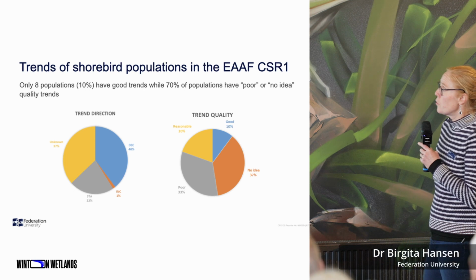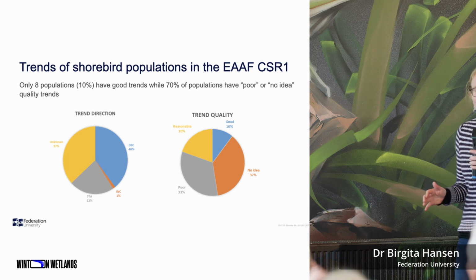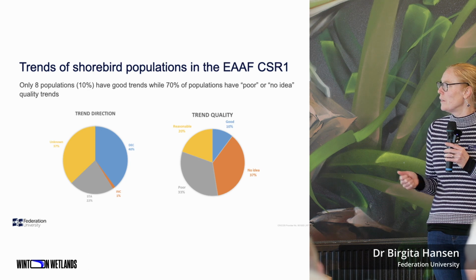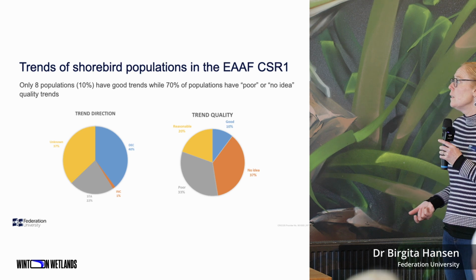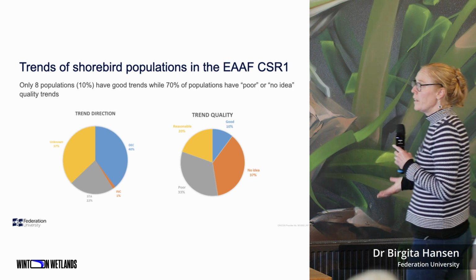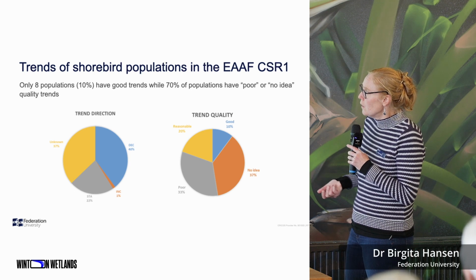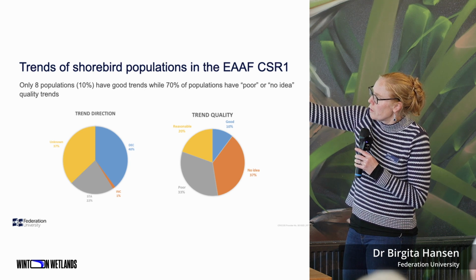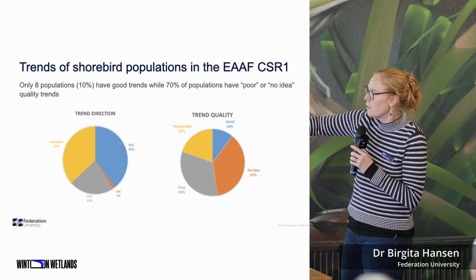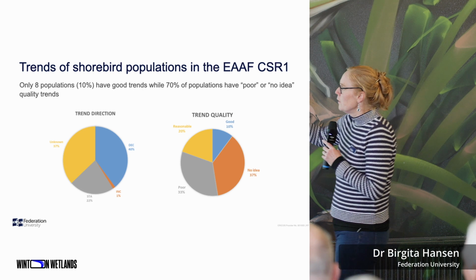So yeah, if we dig into the trends, only 8 populations, 10%, have good trends, while 70% of the populations have poor or no idea. So despite all this work that's going on and all this monitoring, we've still got a lot of gaps in our knowledge, and a lot of it's about capacity building in difficult to get to places or places that don't have the resourcing to do the surveys. So here's a lot of species for which we don't know the trend. We've still got lots of species that are declining and very few that are stable or increasing, so the story's not improving greatly.